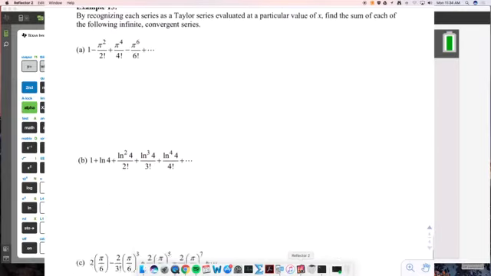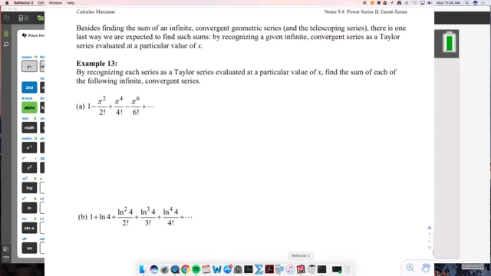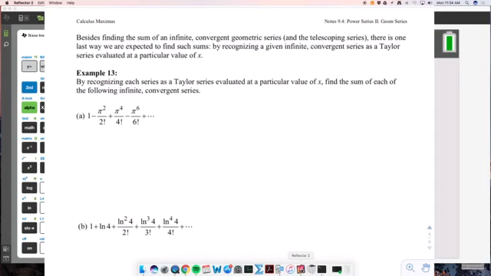We'll do that, and then we do this last little example here. The only series that we can find exact sums of are geometric series, telescoping series, and now we're going to add to that a known power series evaluated at a point. And that's what example 13 is.